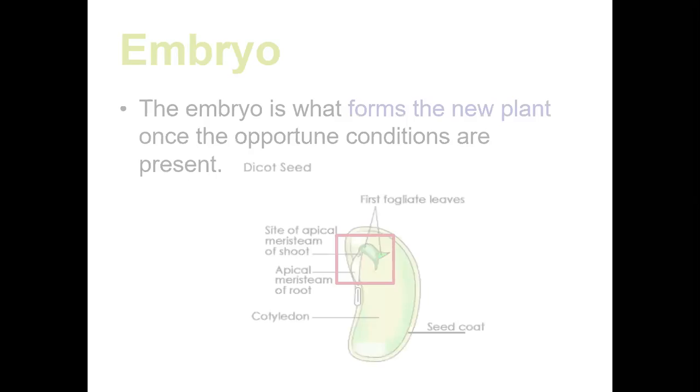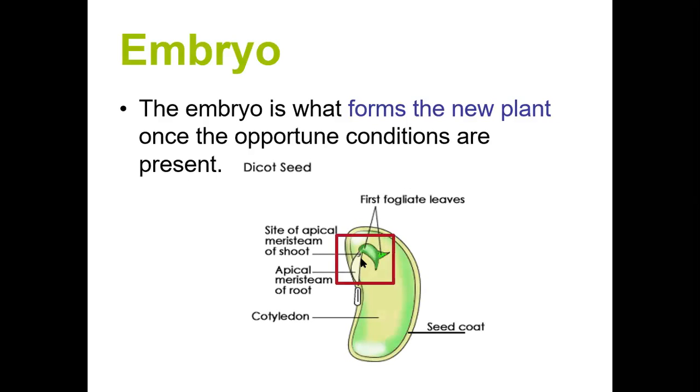Okay, then embryo, look here. Inside the seed, there is a small part from where the new plant is developed. That is called embryo. Embryo is what forms the new plant. Inside the seed, there is one part from which the new plant is developed. That part is called embryo.